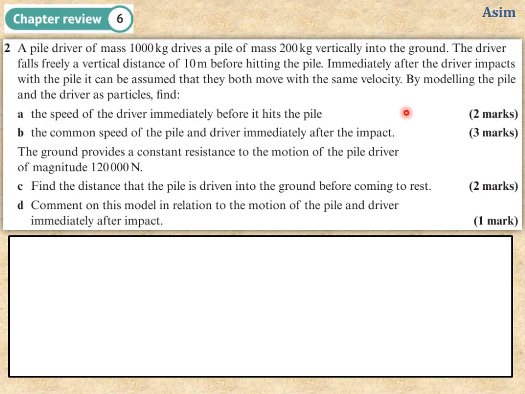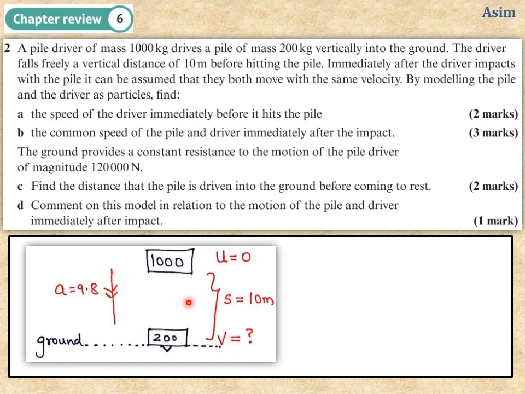Okay, what I'll do is I'll draw this. So this is what is happening. This mass of 1000 kg is dropped. So initial velocity is 0. It is traveling a distance of 10 meters under the acceleration of 9.8. We have to find the speed of the driver immediately before it hits the pile.